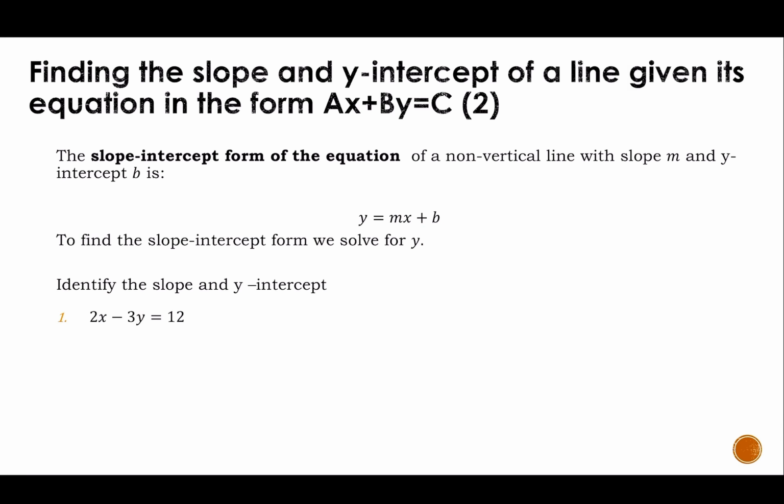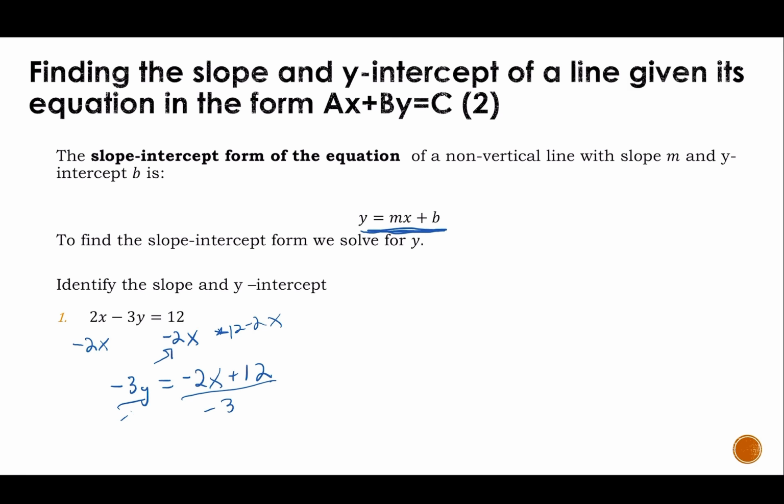For our second example, I have 2x minus 3y is 12. Again, I want to isolate that y, so I'm going to subtract 2x from both sides. Negative 3y equals negative 2x plus 12. And you may have noticed I'm always moving this 2x to the front. I didn't write 12 minus 2x because we want it to be in this form, so I'm going to move my x to the front. We want the variable part first.